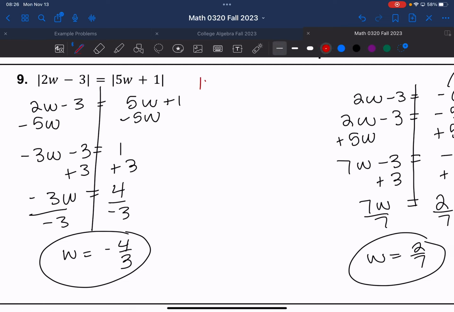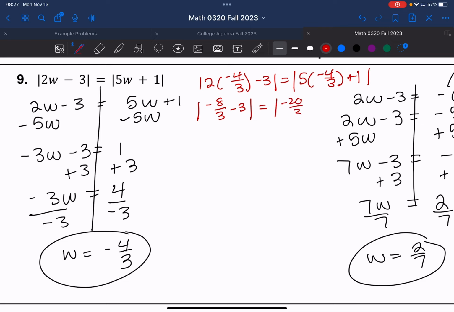Okay. So I'm just rewriting this negative 4/3 anywhere I see a w. And then I'm solving. So I have 2 times negative 4/3, which is negative 8/3, minus 3, is equal to 5 times negative 4/3, which is negative 20/3 plus 1.